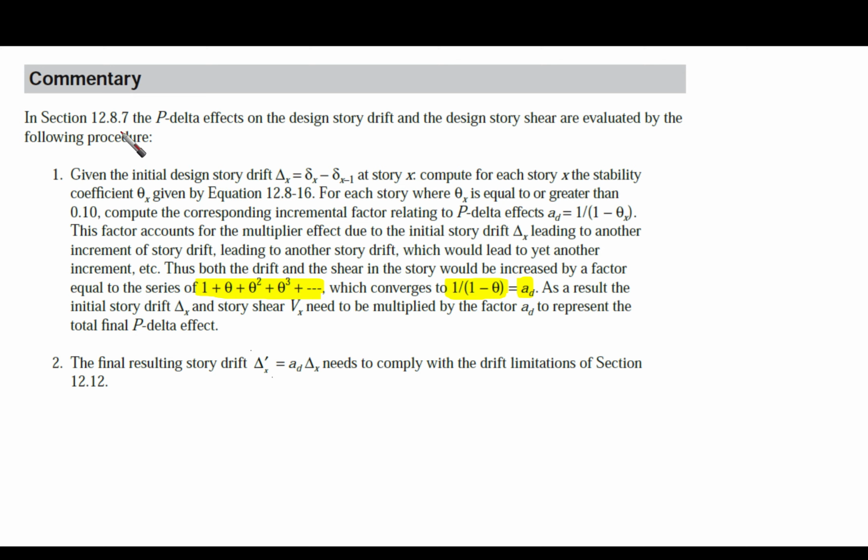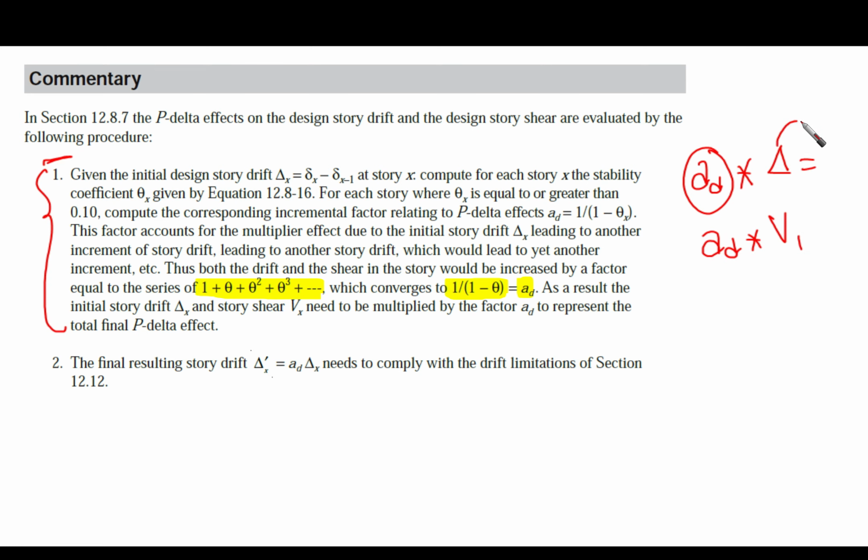According to section 12.8.7, P-delta effects on the design story drift and design story shear are evaluated by the following procedure. He is talking here about the procedure of how we are doing the case. Actually, the summary of this is that we are making an augmentation. Do you remember that we put A_d, and this A_d we multiplied by delta, right? And the same A_d we multiplied by V_1, right? And then we got a new delta.